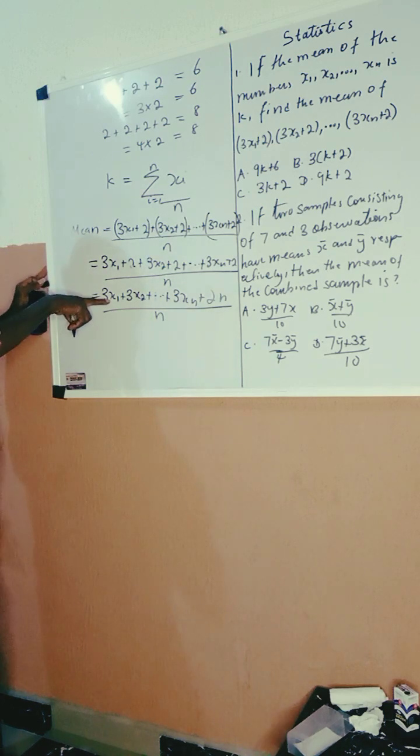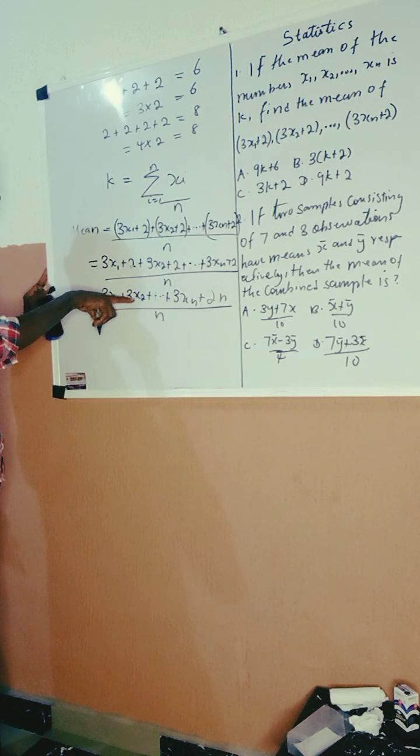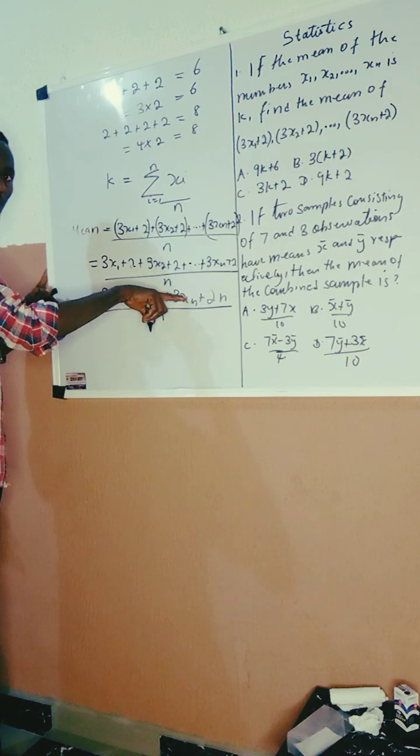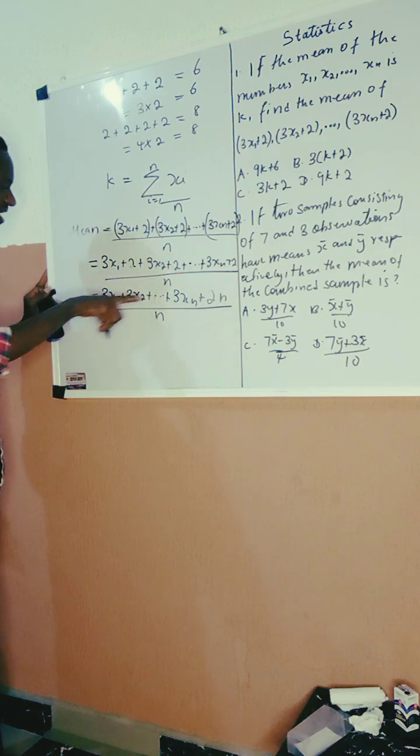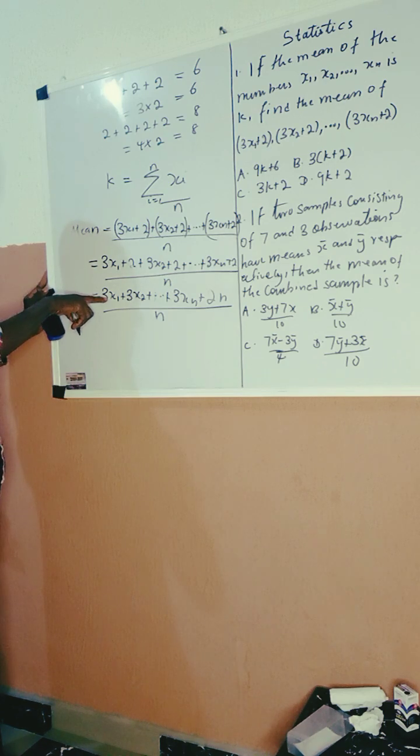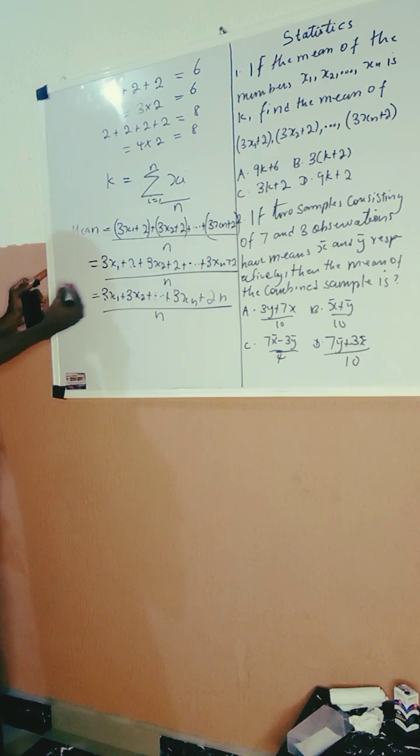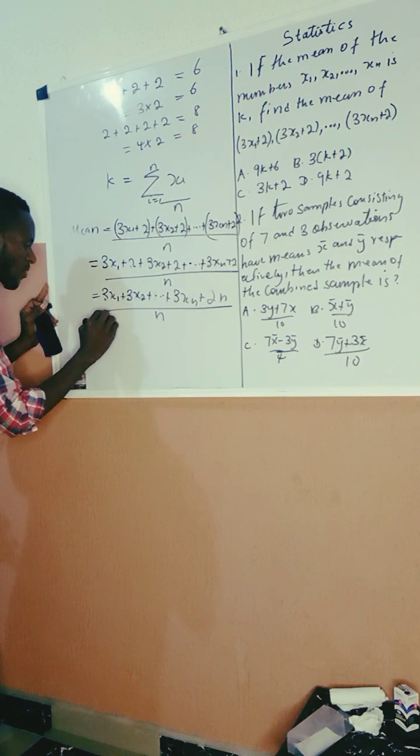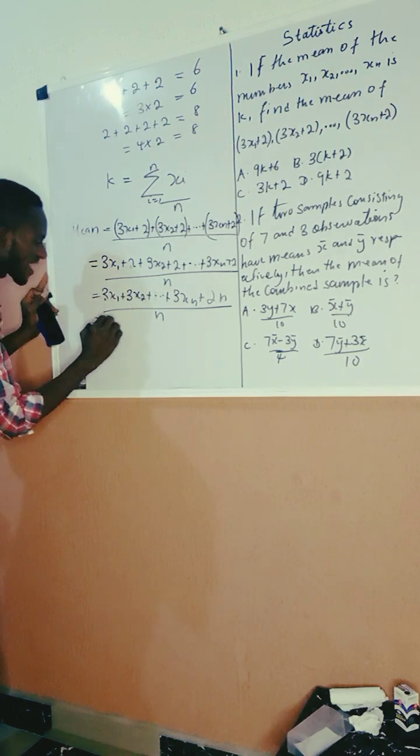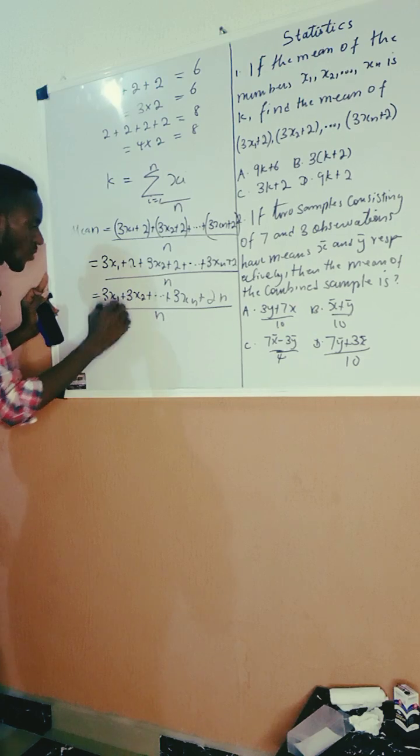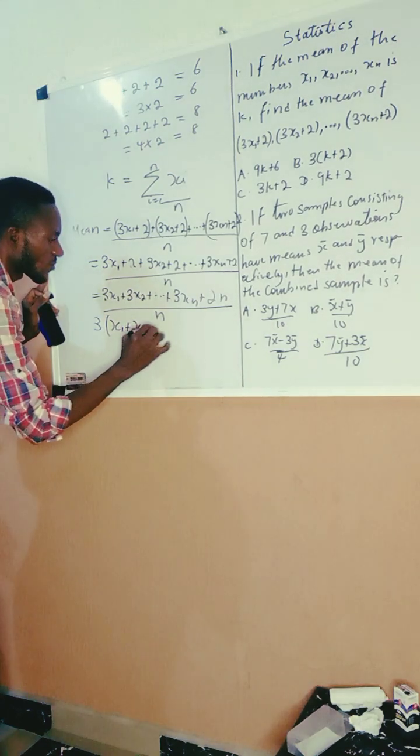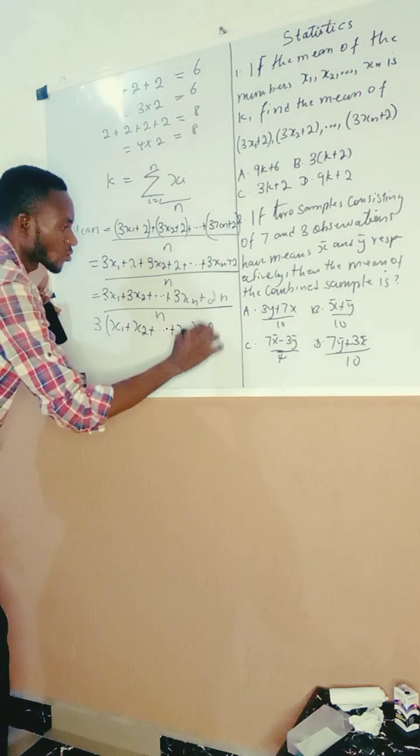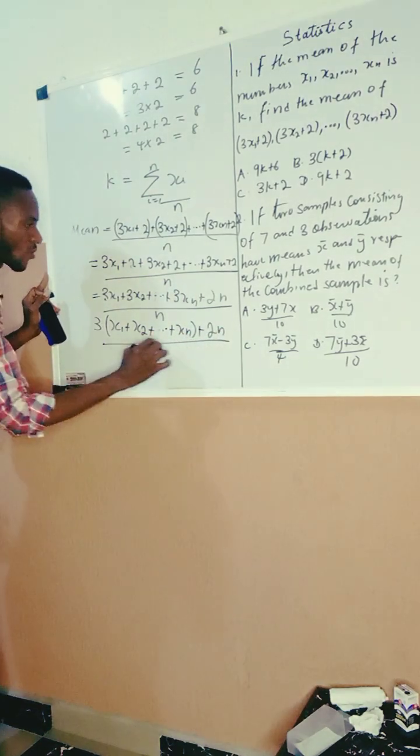Now, if you look at 3x1, 3x2, down to 3xn, there is something common amongst these terms. And that thing that is common is 3. So I can factor 3 outside. When I factor 3 outside, what I'm going to have becomes 3, I will open a bracket. What is remaining here is x1 plus x2 plus, down to xn. Close the bracket, plus 2n all over n.